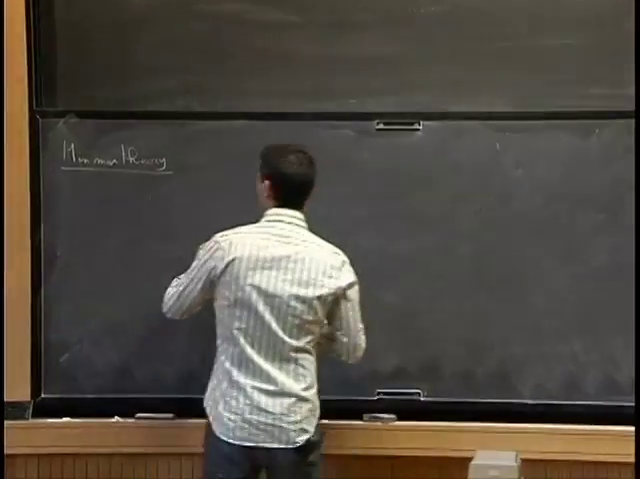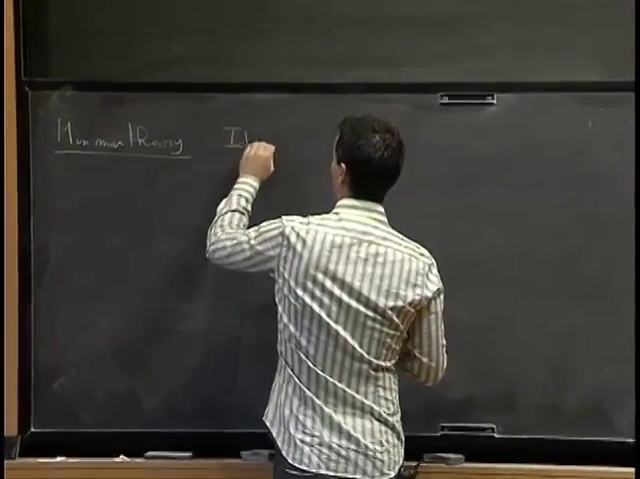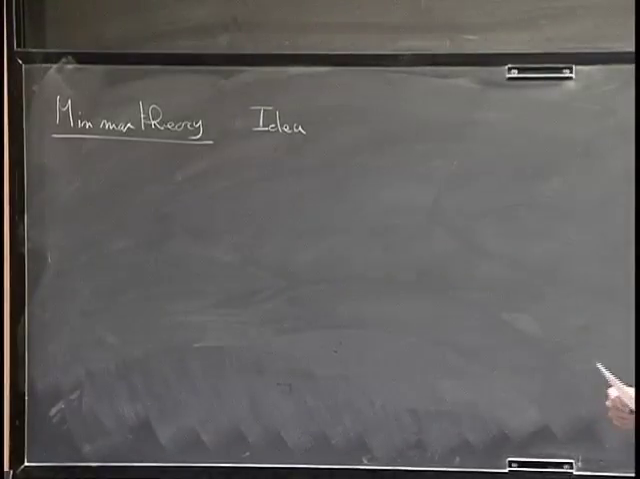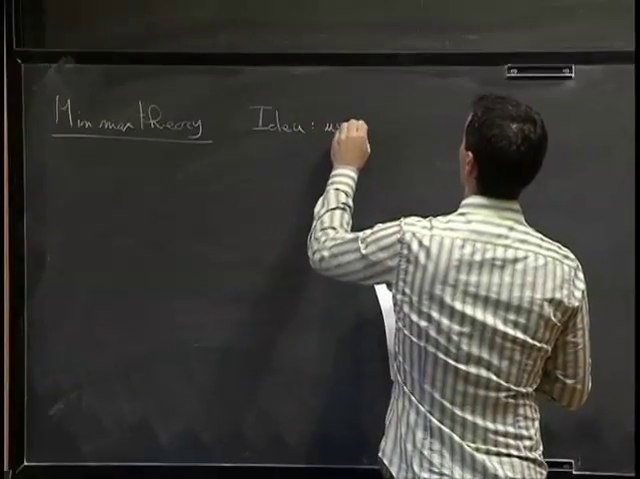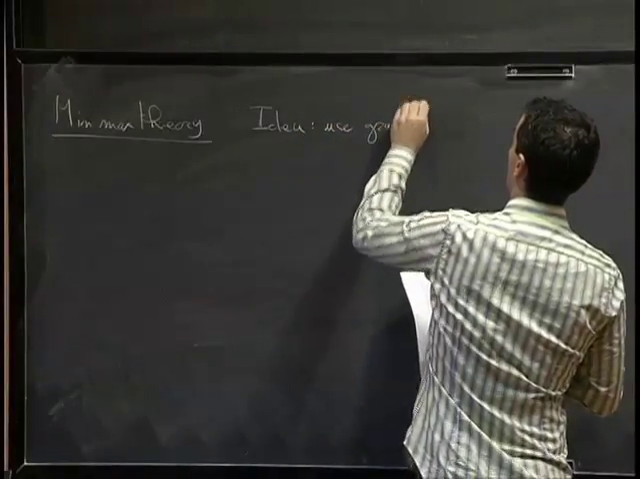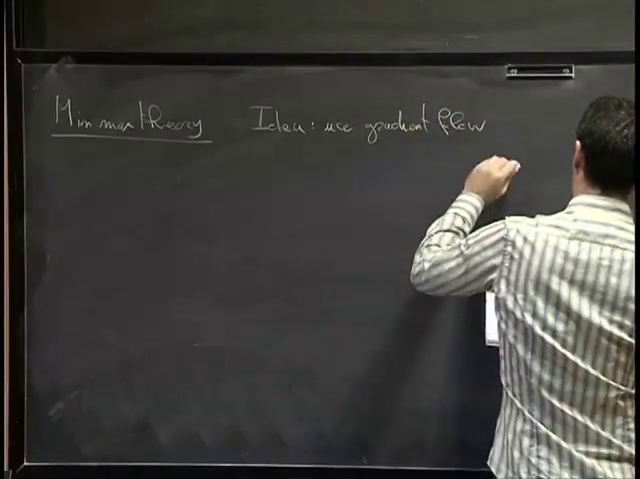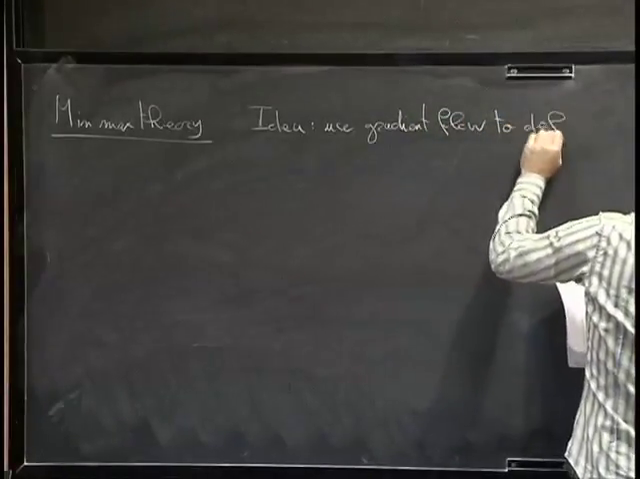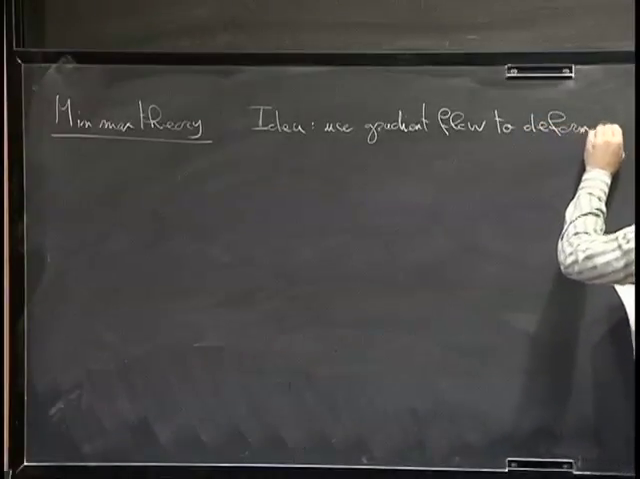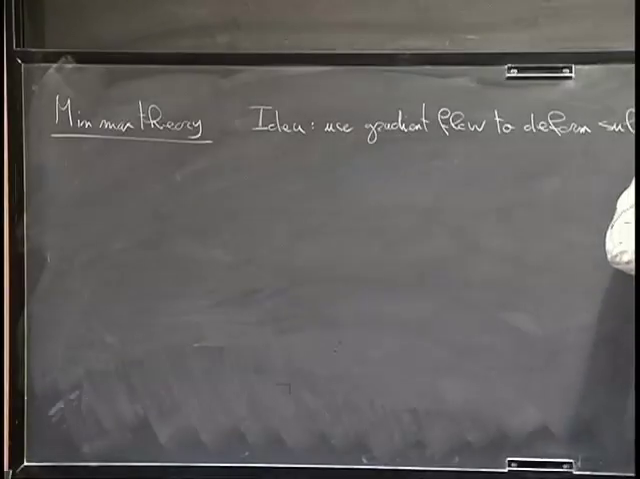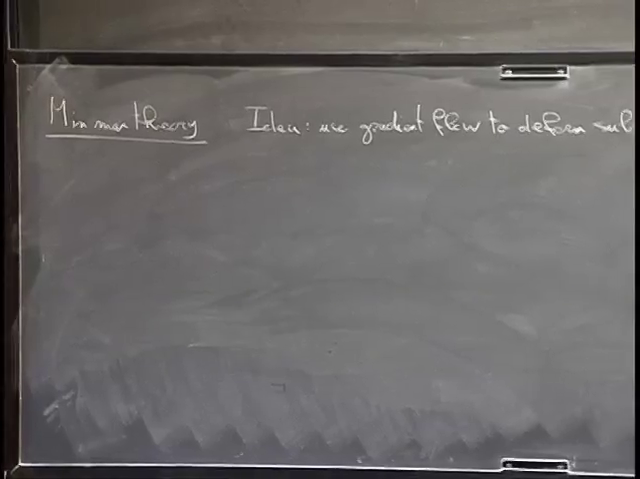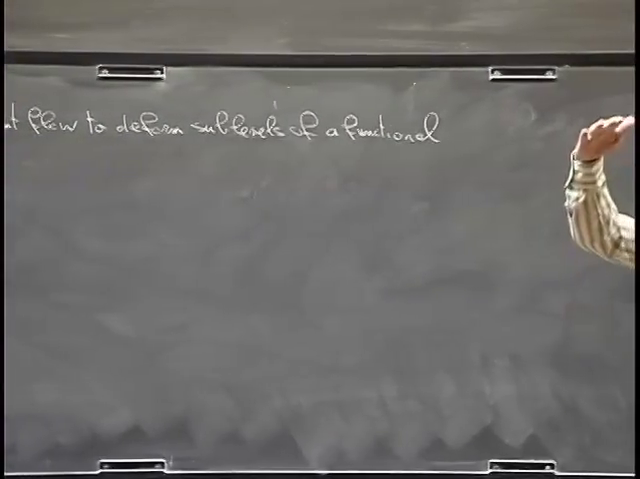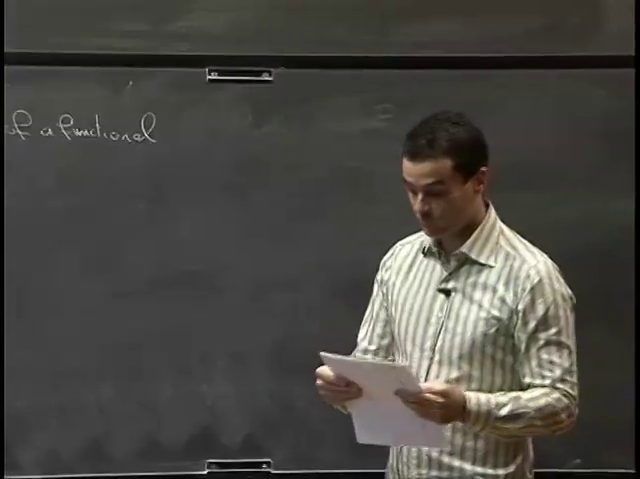Okay, so very abstract construction. So the idea is to study some variational problem, so some functional, and you use gradient flow to deform sublevels of a functional. Okay, so you let these sublevels evolve, and you have two possibilities in general.